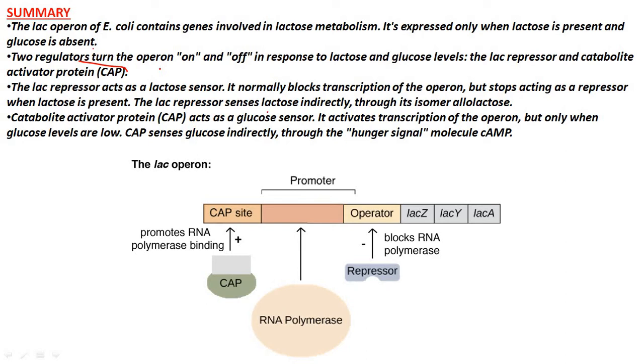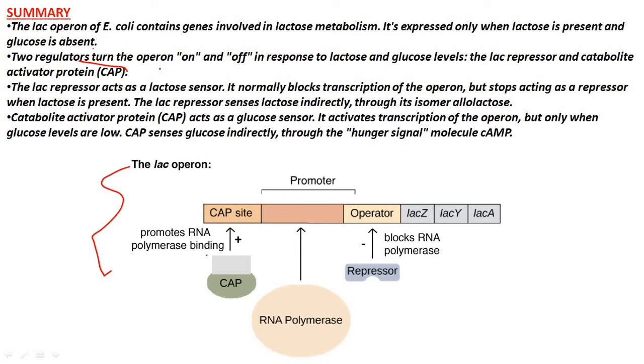The Lac repressor senses lactose indirectly, through its isomer allolactose, and catabolite activator protein CAP acts as a glucose sensor. It activates the transcription of the operon, but only when the glucose levels are low. The CAP senses glucose indirectly through the hunger signal molecule cAMP.